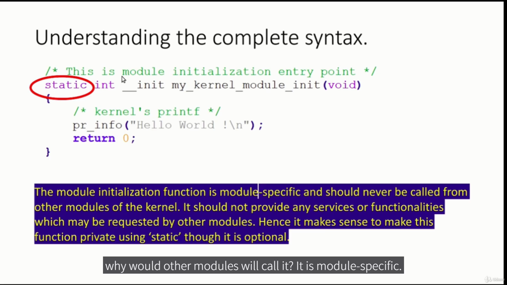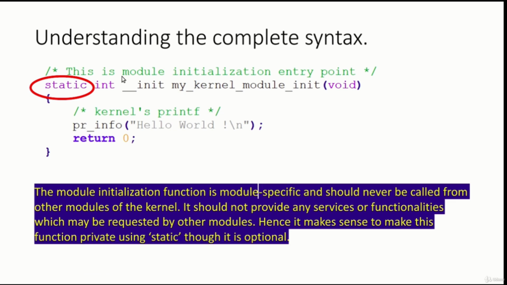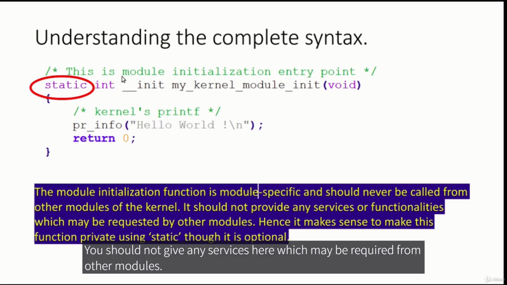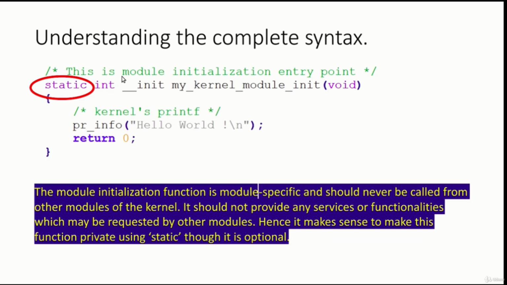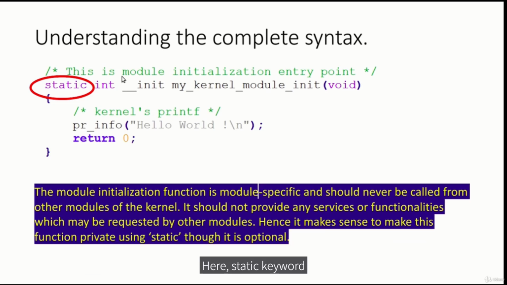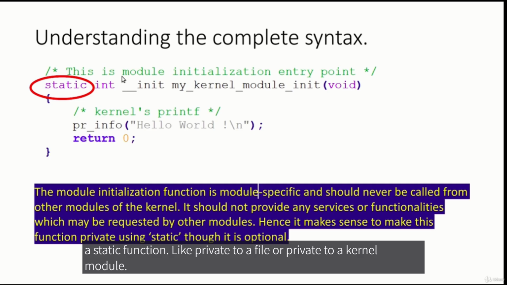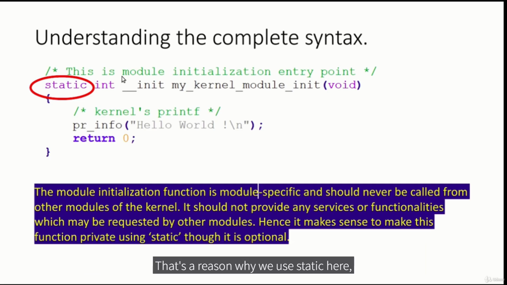It is module specific. It should not provide any services or functionalities which may be requested by other modules. You should not give any services here which may be required from other modules. Hence, it makes sense to make this function private using static, though it is optional. Here, the static keyword is actually optional, but as I said, this is module specific and it is private to the module. Then it's good if you make this function a static function, right? Private to a file or private to a kernel module. That's the reason why we use static here, but it is optional.